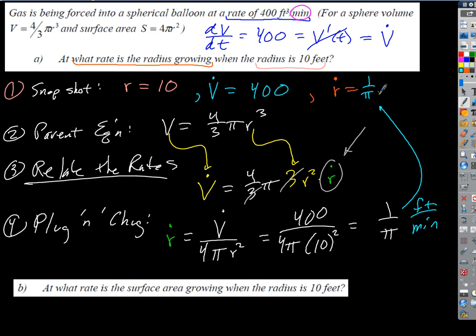1 over pi in our units that we've adopted here, whatever our standard units are in this problem. 1 over pi is r dot. What is it that we're looking for in part B?